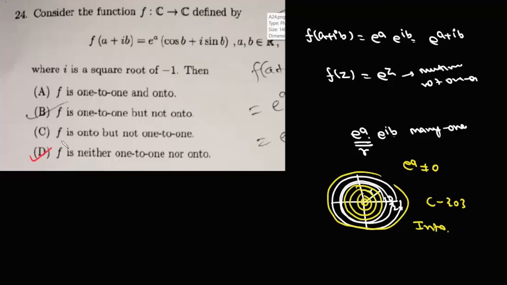Now what about onto? Now we can vary this e to the power a, which is r, to form different rings, and these rings will cover the entire complex plane except the origin itself, because this e to the power a can never be 0. So the range of this complex function will be the entire complex plane except 0. So that means it is an into function. So the answer to this question is this function is neither 1-1 nor onto, and that's your option D.